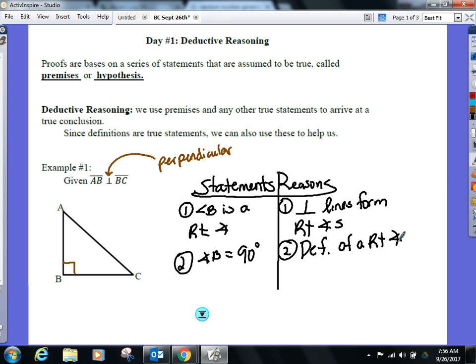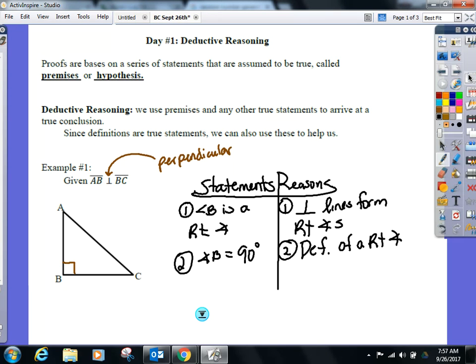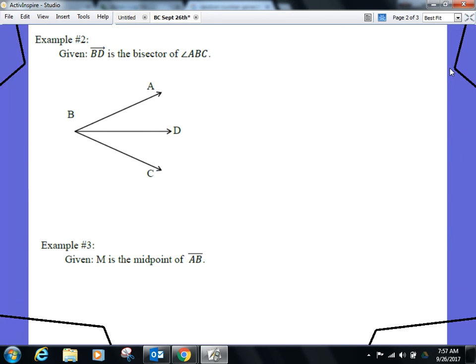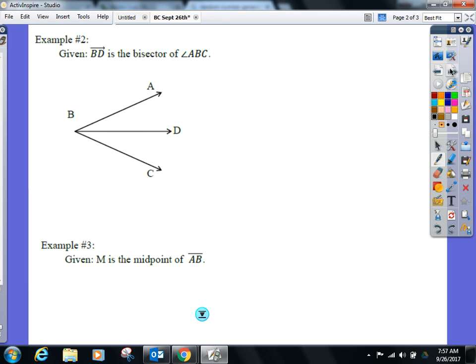Questions here? Because now I'm going to start calling on you. We good? Mark your diagram based on the given. Tell me some statements and why. Here we go. Over to you now. BD is the bisector of angle ABC. Start by marking something on your diagram right now. Based on that given fact, mark something on your diagram, please.